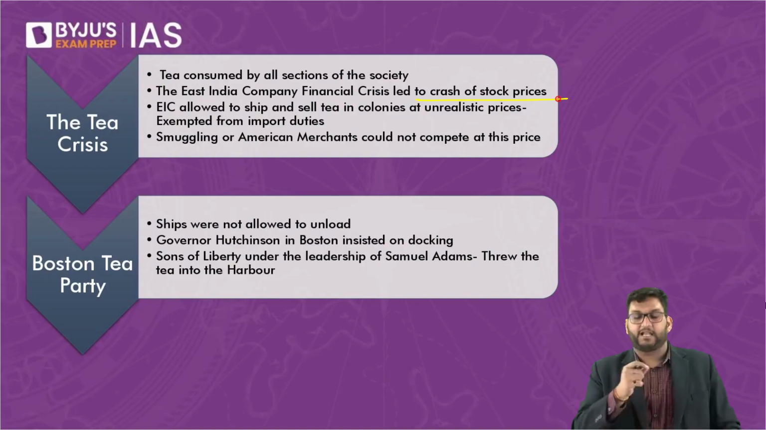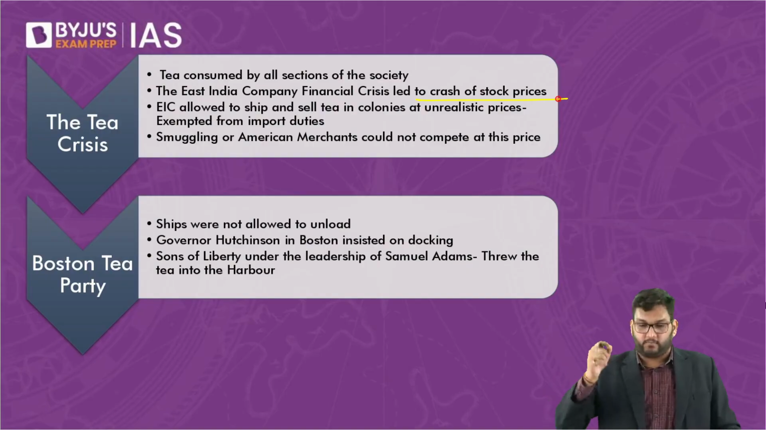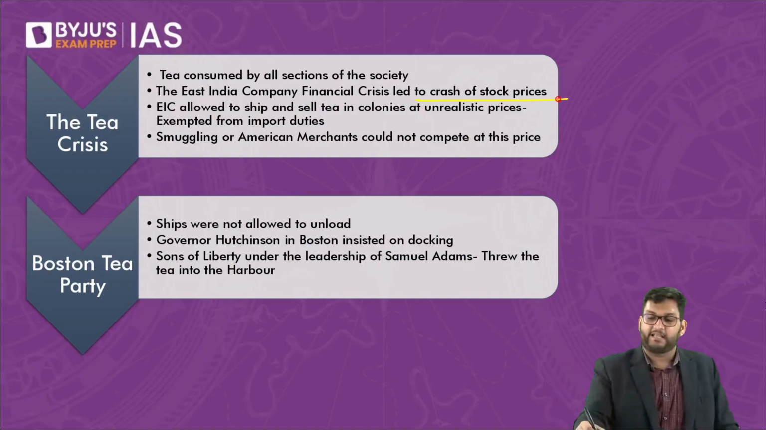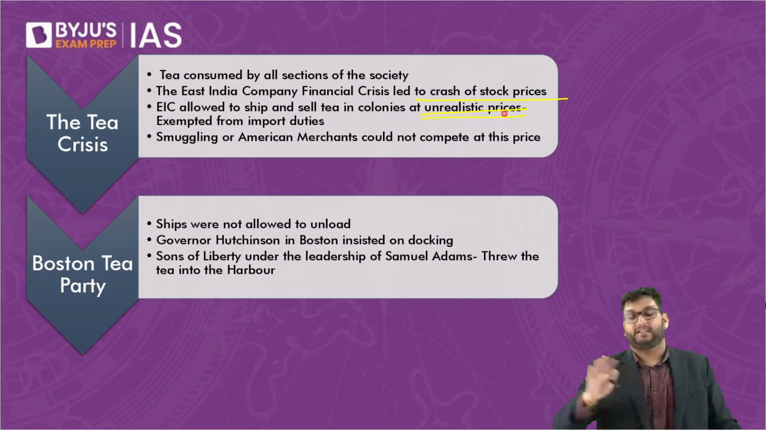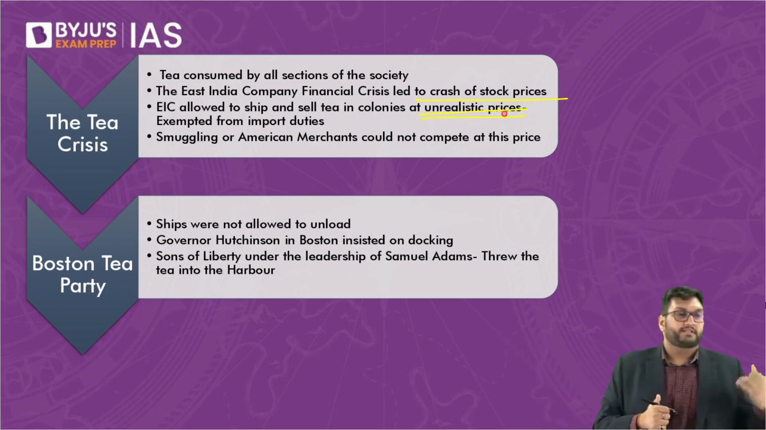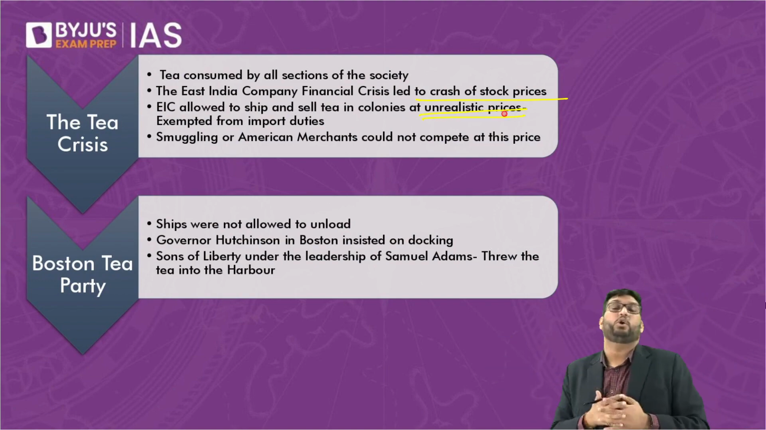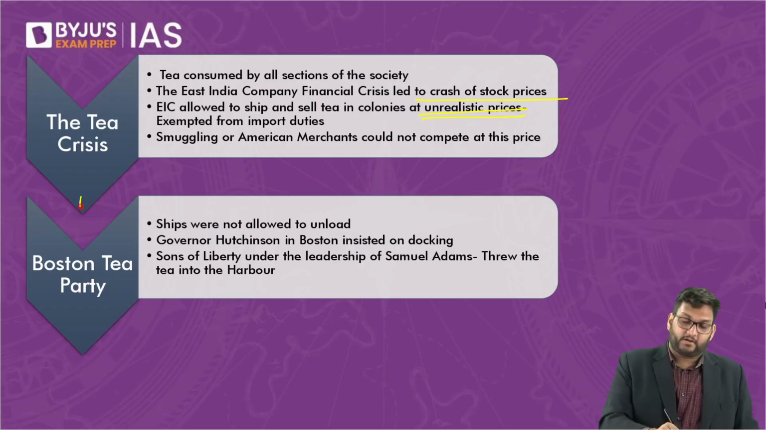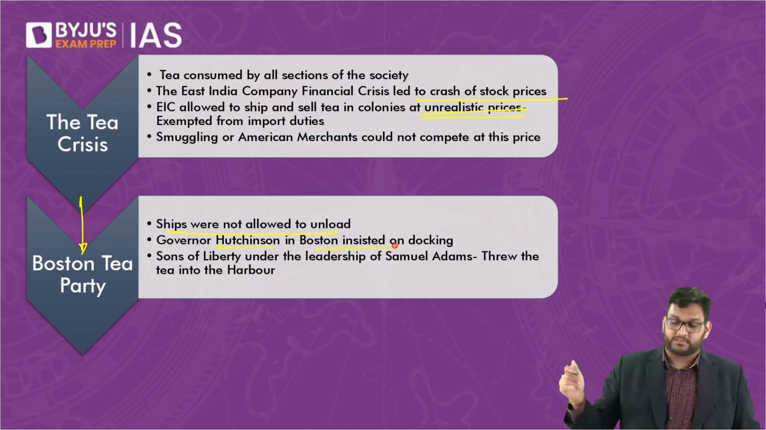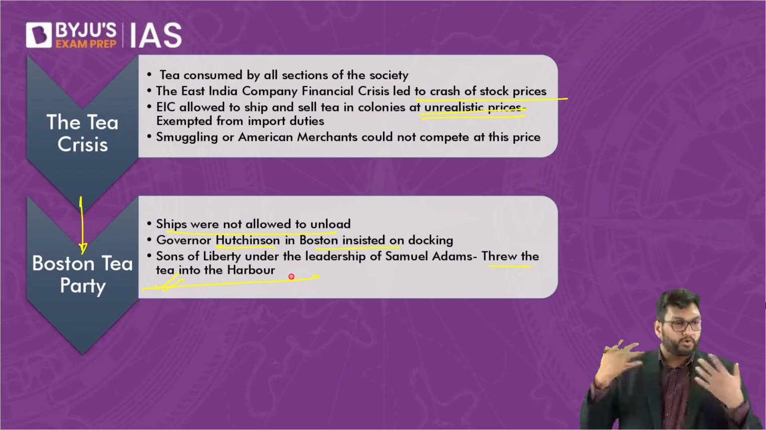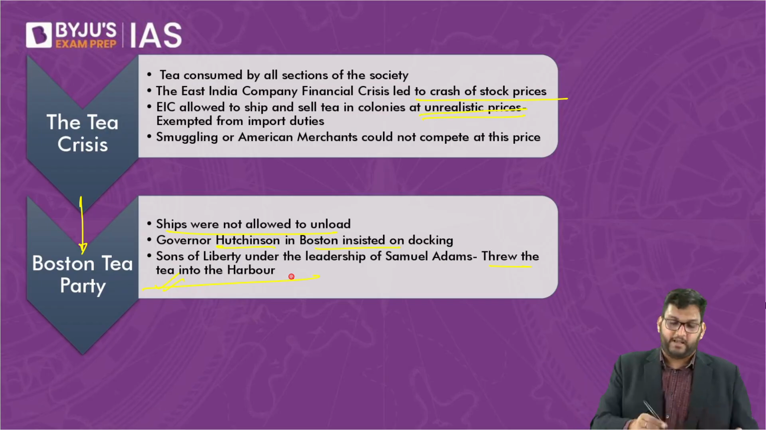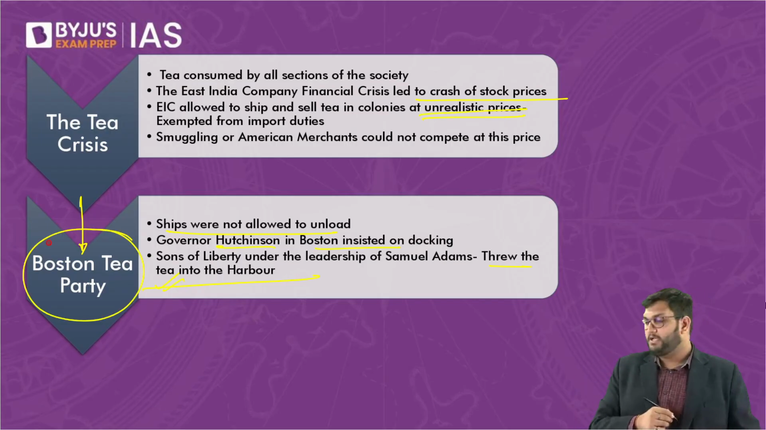East India Company was allowed to ship and sell tea at unrealistic prices, exempted from all duties itself. Smuggling American merchants could not compete with this price, and the consequence of this is ships were not allowed to unload, but Hutchinson allowed it to unload in Boston. Sons of Liberty will throw all the tea in the harbor, and that is very famously known as the Boston Tea Party.